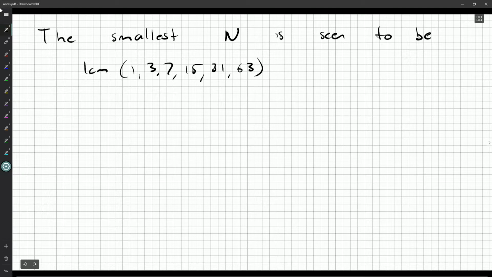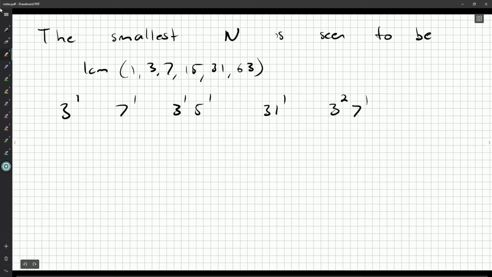So what is the lowest common multiple of those? Well, you don't really need the 1. Everything's a multiple of 1. But the quick way to do this is to look at prime factorization. So 3 is just 3 to the 1. 7 is just 7 to the 1. 15 is 3 to the 1, 5 to the 1. 31 is just 31 to the 1. And 63 is 9 times 7, so that's 3 to the 2 times 7 to the 1.